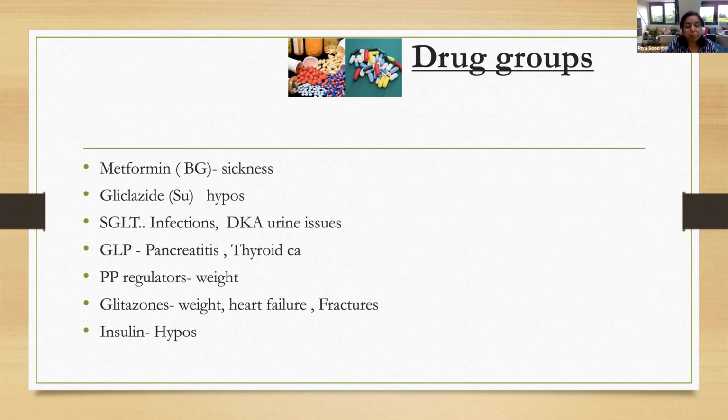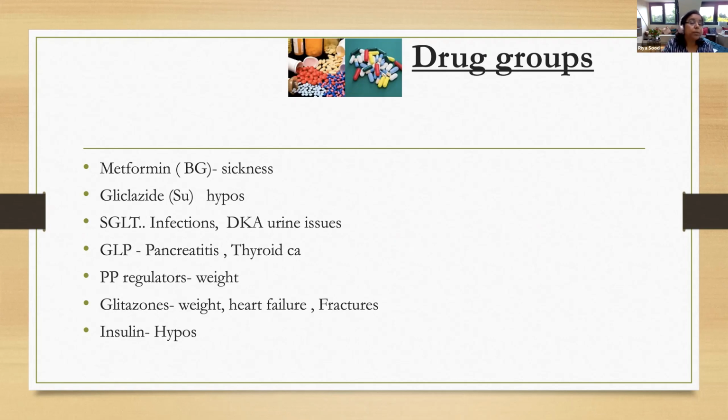You've got PPAR regulators, which affect the weight. The glitazones also affect the weight. They're also associated with heart failure and fractures. Insulin, of course, hypos. I just wanted to put this slide there. I'm not expecting you to have a great big discussion. And if you don't remember, it's easy on the EMIS on your drug screen. You've got a drug information. Just read the side effects and see if there is.